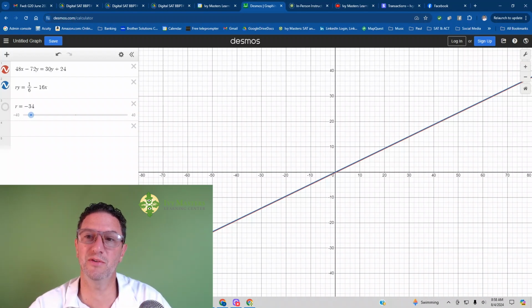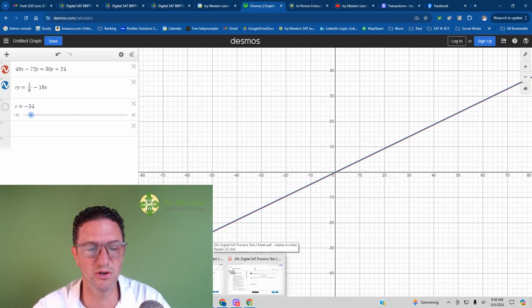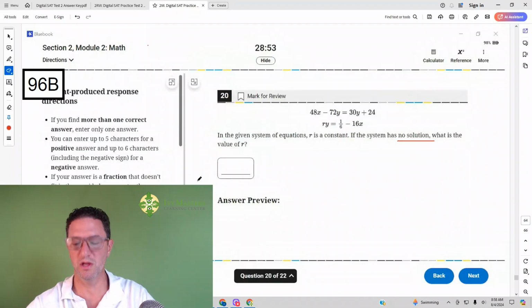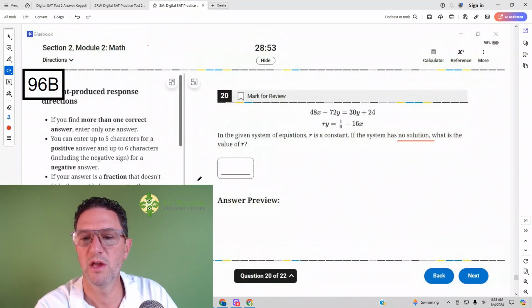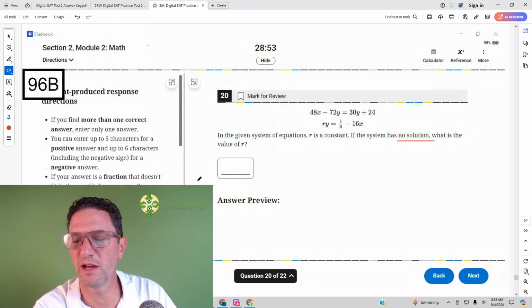Now, if you did this by hand, and I do recommend the Desmos solution for this one, but if you did it by hand, I'm going to show you how you could do it by hand. There's something that you should know in order to do it by hand. So first thing is, no solution, lines are parallel. The slopes must be equal in parallel lines.